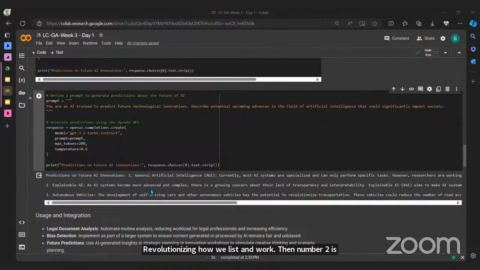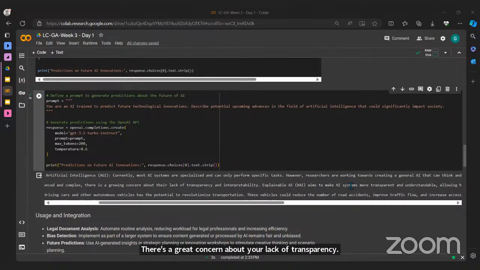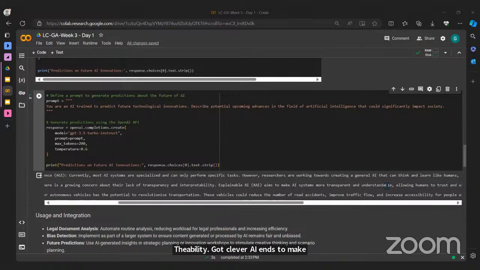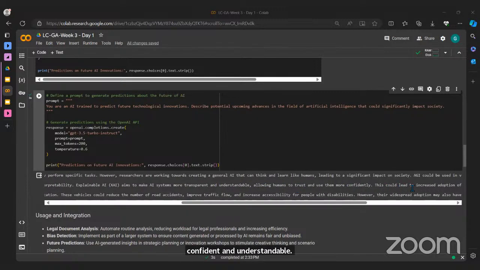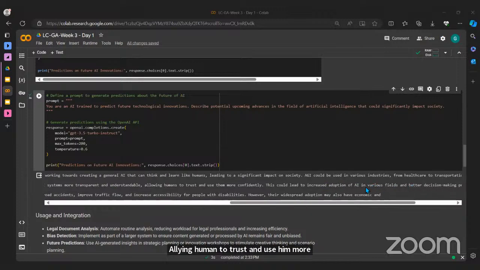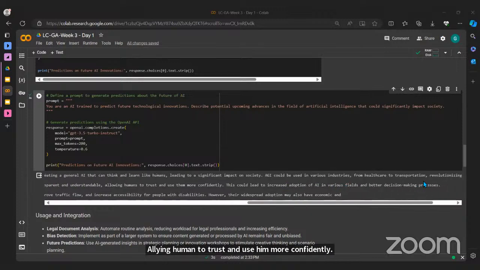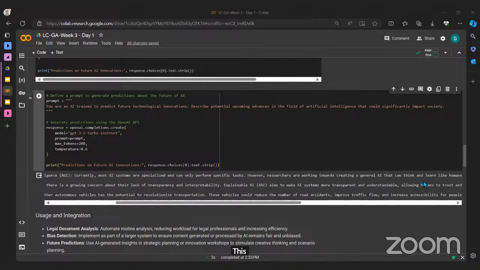As AI systems become more advanced and complex, there is a growing concern about their lack of transparency and interpretability. So explainable AI aims to make AI systems more transparent and understandable, allowing humans to trust and use them more confidently. This could lead to increased adoption of AI in various fields and better decision-making processes.